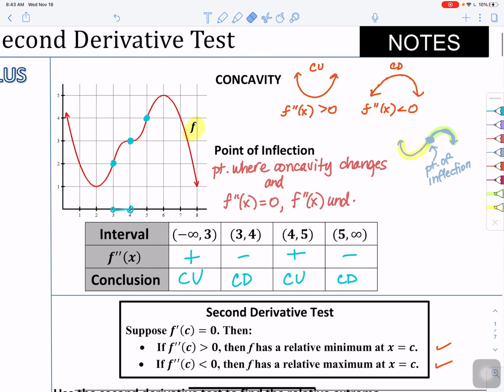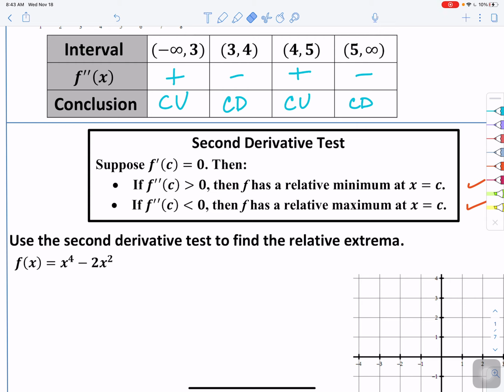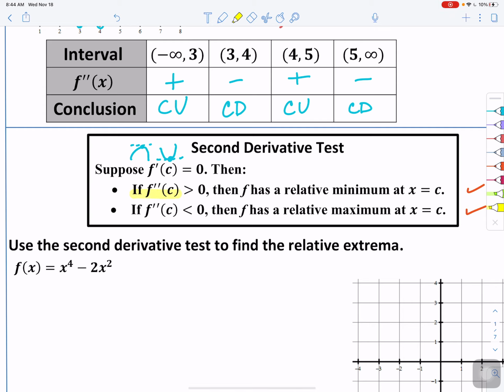Okay? So now let's define the second derivative test. Basically, this is what the second derivative test says. Suppose that the first derivative at some x value c is equal to 0. Okay? So what did we find? We found either a max or a min, right? Then, the first derivative is 0 there. If the second derivative is positive, we have a relative min there. And if the second derivative is negative, we have a relative max there.